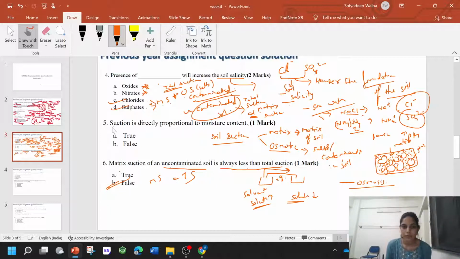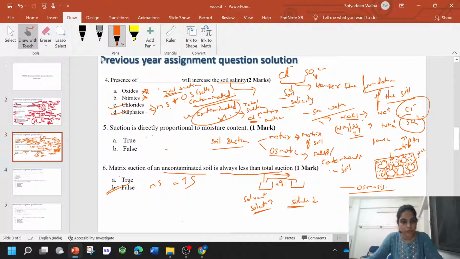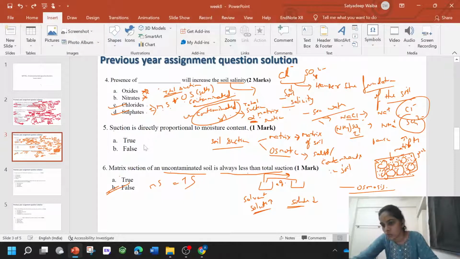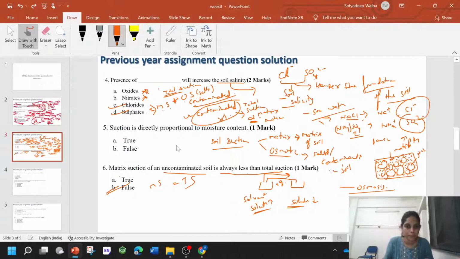Now we come to this: suction is directly proportional to moisture content. I will shift this to the next slide, and then I will explain. Just one second. Okay, wait. I don't think this is working. Okay, so for this I have to make a plot. I thought I would make it in a new slide, but okay, fine.